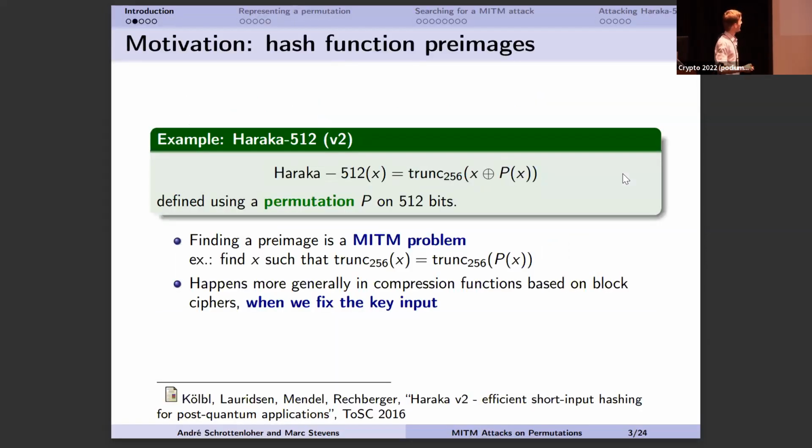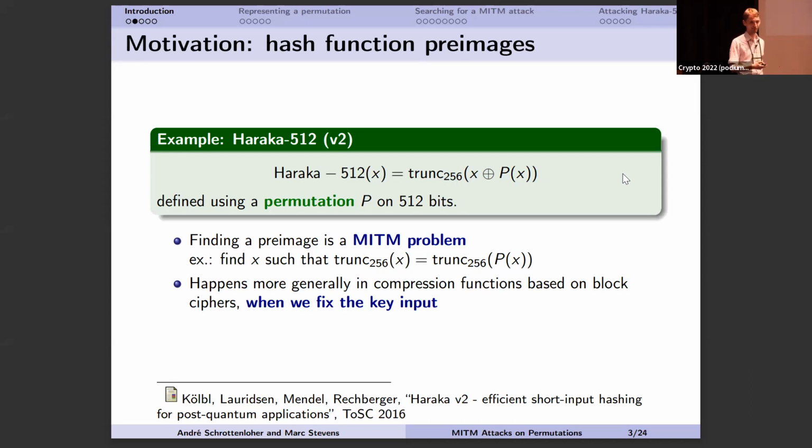The application, of course, is to find preimages on hash functions. And the best example for this is Haraka 512, one of the permutations that we studied in our paper, because Haraka is a hash function that is directly built on top of a permutation. Actually, it only hashes inputs of 512 bits for this version. And the way it does it is simply it has a permutation which operates on 512 bits, and it XORs the output of the permutation to the input.